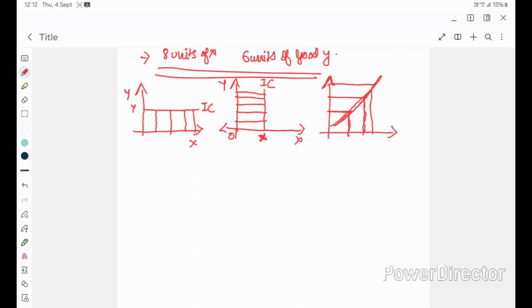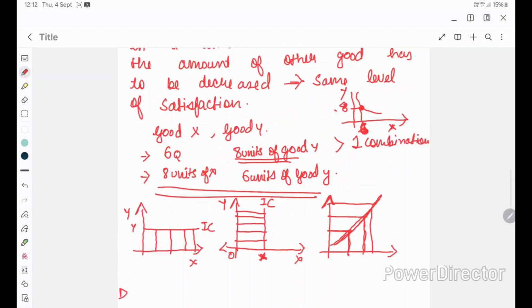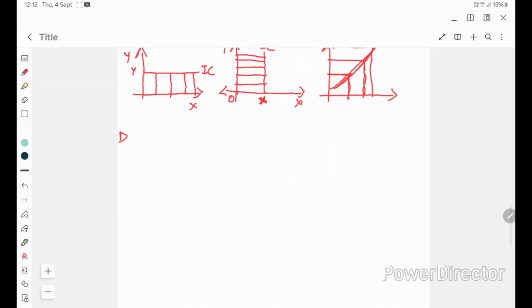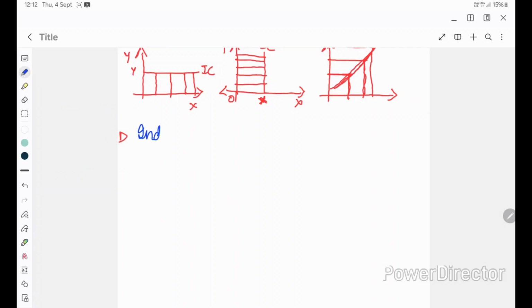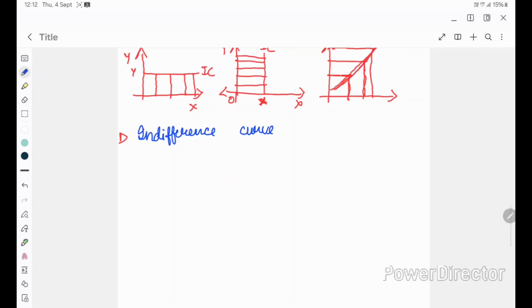So the first property is that indifference curve slope downward to the right. Coming to the second point, let's change the color. Indifference curves are convex to the origin. The second property is that the indifference curves are convex to the origin. They are not concave, they are convex to the origin.